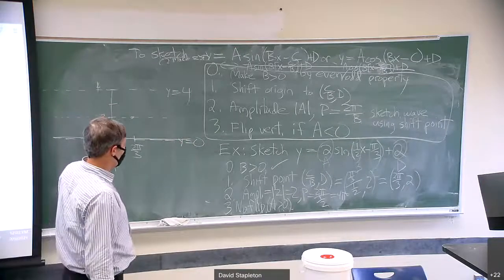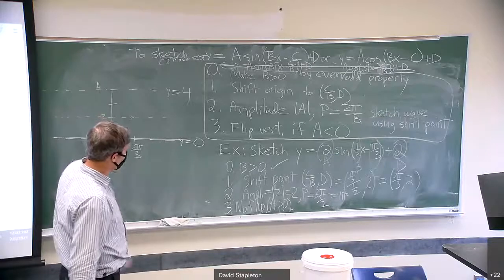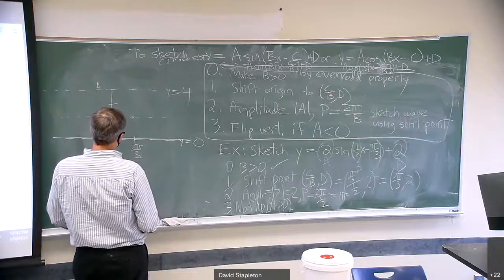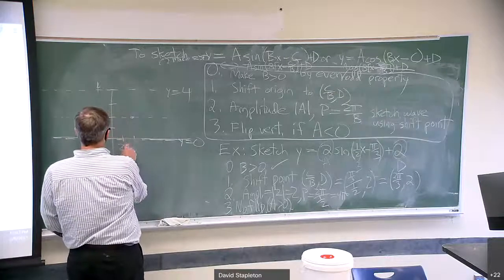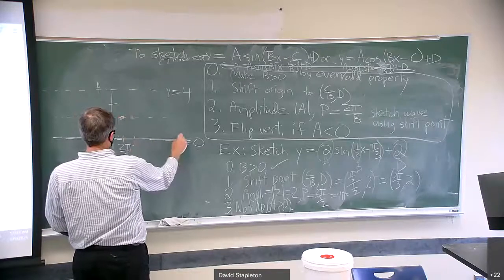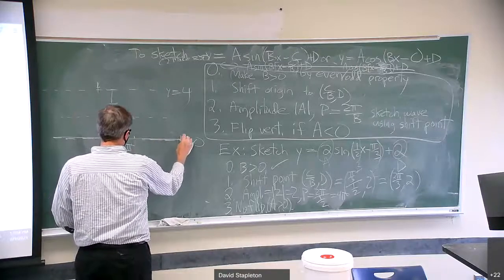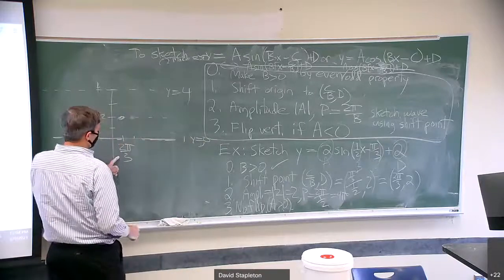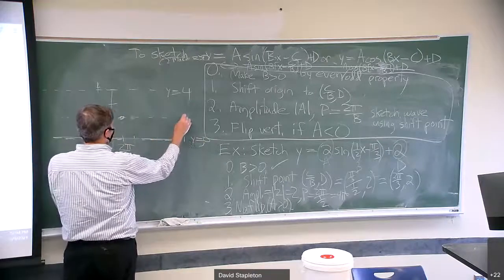Now, that's the amplitude. The period is 4 pi. Oh boy, I haven't left enough room. I want to make this look sort of scaled, right? So if there's the shift point, then I go over here. And if it's got period 4 pi, then what's this point where it completes one period?